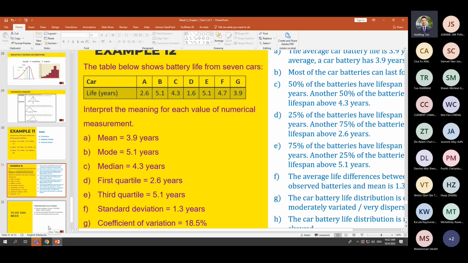This one is okay. Besides knowing how to calculate all the locality and dispersion measurements, we must also know how to interpret the value of each measurement.